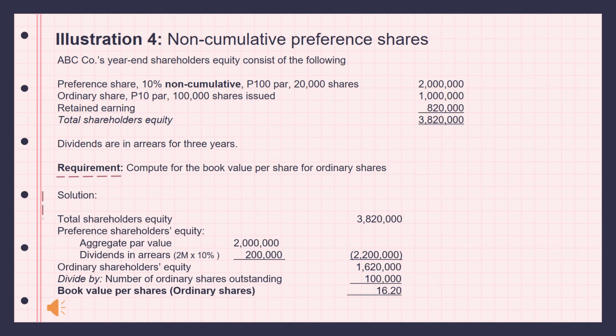So dito sa solution, halos parehas lang sila ng computation dun sa cumulative. Ang kinaibahan lang ay yung dividends in arrear. Dito sa non-cumulative, 200,000 lang yung dividends in arrear kasi current year lang naman yung kukunin natin. So 2 million times 10% times 1, kaya 200,000. Then aggregate par value 2 million, kaya 2,200,000 yung preference shareholders equity. Then subtract lang sa 3,820,000, kaya ang ordinary shareholders equity ay 1,620,000. Then divide lang sa 100,000, kaya 16.20 ang sagot.